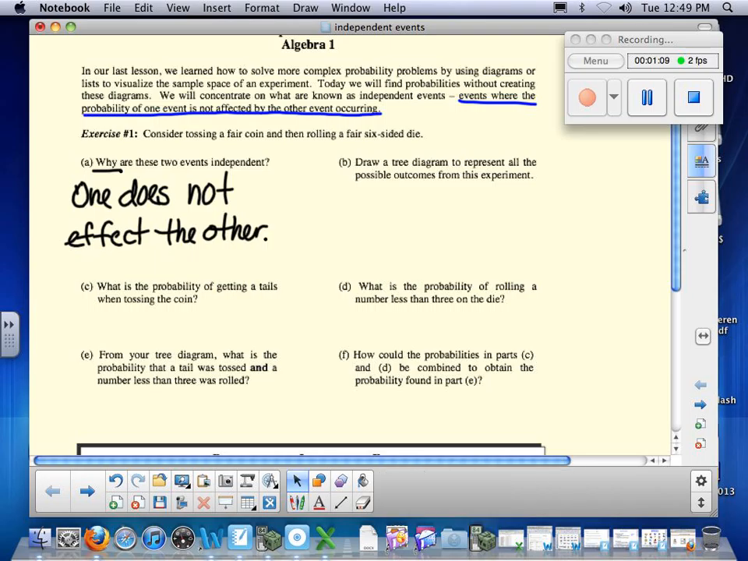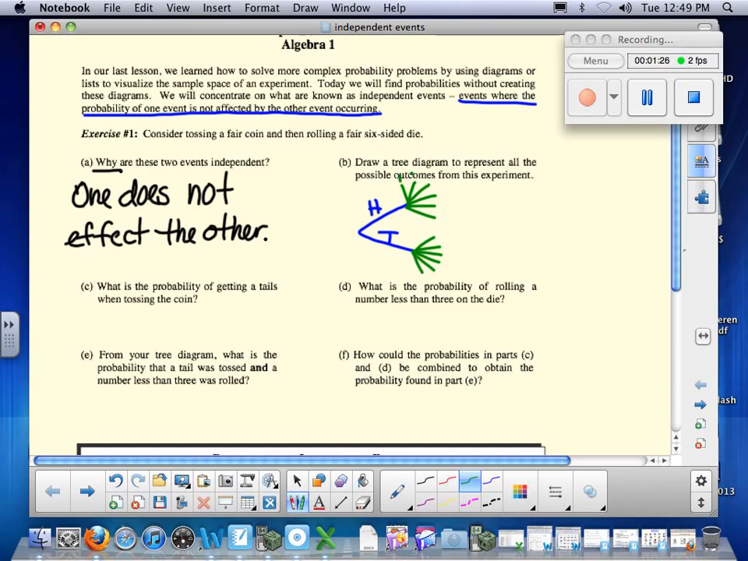And then in letter B, they want us to draw a tree diagram. So I'm going to start with a coin since they listed that first. So I could get a head or a tail. And then on the die, I could get 6 different outcomes. And I wrote mine at the end because they had to be kind of squished together there.